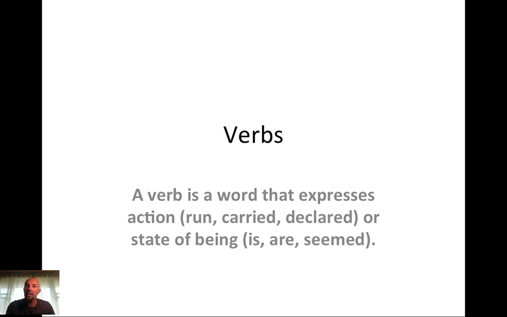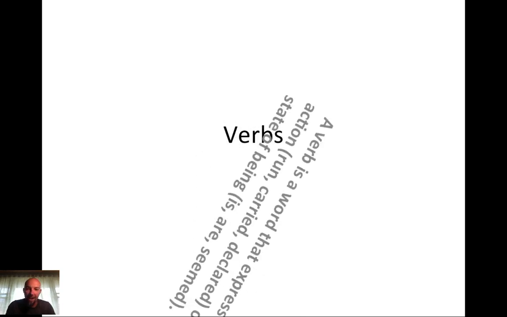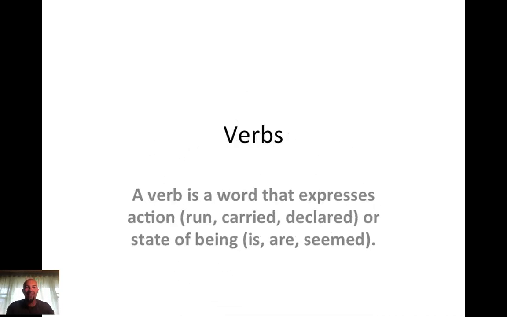See, people forget about the state of being. They think that verbs are just action, but they're not. They're also state of being. Check out that action again. Wow.